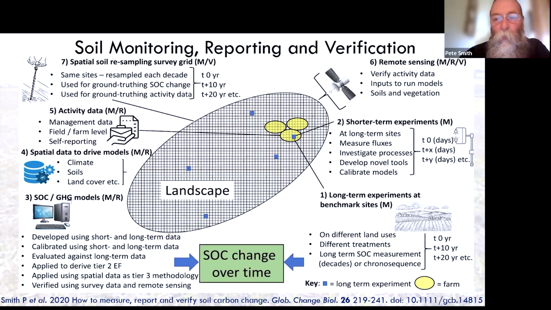So I'm just going to go through each one of these in turn and talk about how we can put these together into a soil health monitoring system. So most of the examples are for soil carbon, but you can imagine that we would use the same process for soil health.